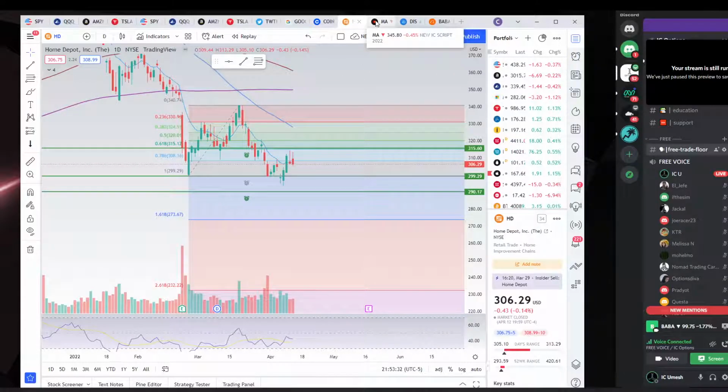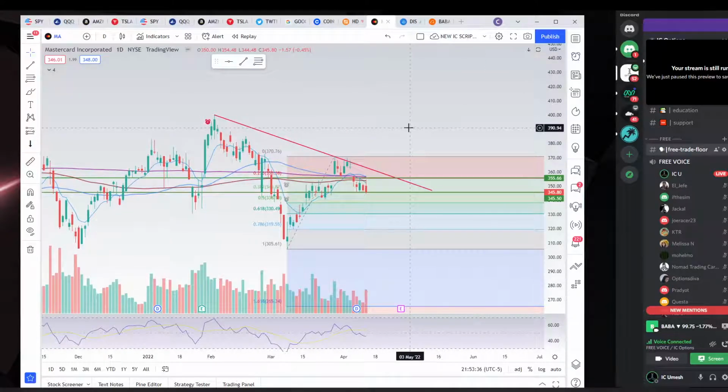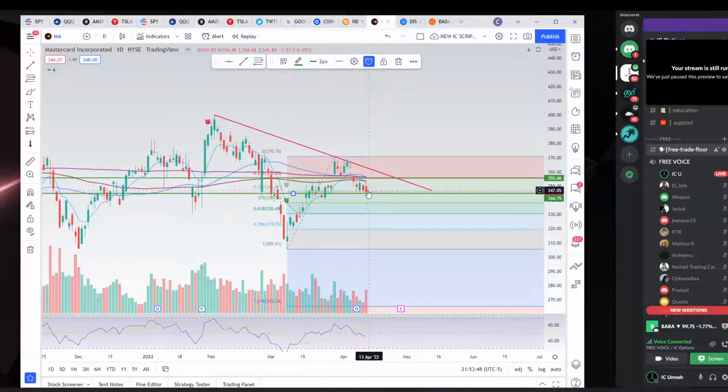The other one I'm watching is Mastercard. We did play this one today. I believe we are still in it for the puts. There is a support here at 345.50. It did trigger for me, but at the end it decided to pop up a little bit. So I'm going to keep my line right at the lows of today, which is at 344.48. Below that, this will be a really nice short.